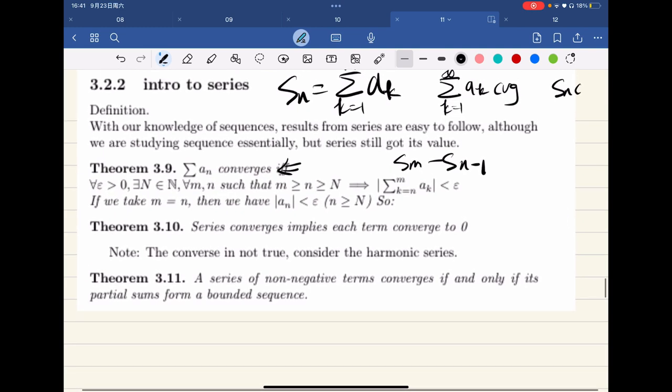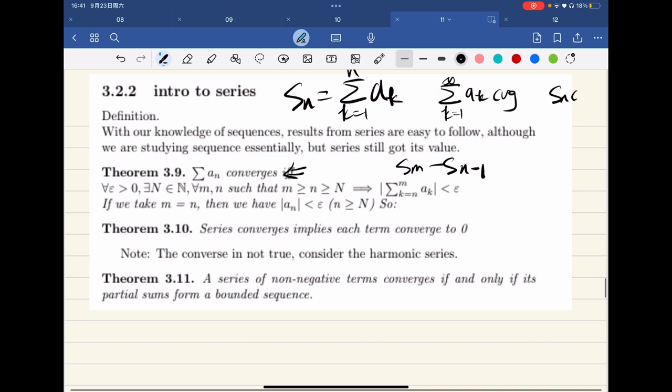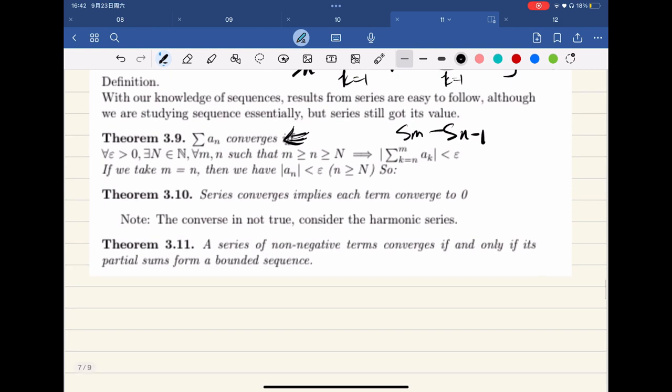So this direction also holds, right? This is complete. It's complete, right? The statement of the Cauchy criterion for sequences. And now if we take a special case, m equal to n, then we have this is true, which means that if a series converges, then each term converges to zero.